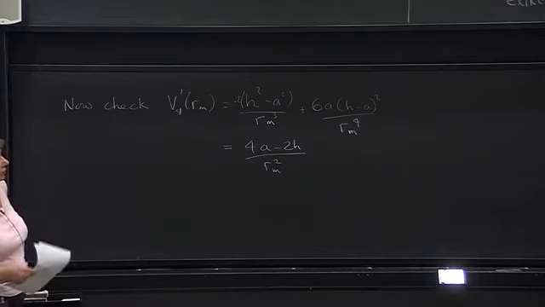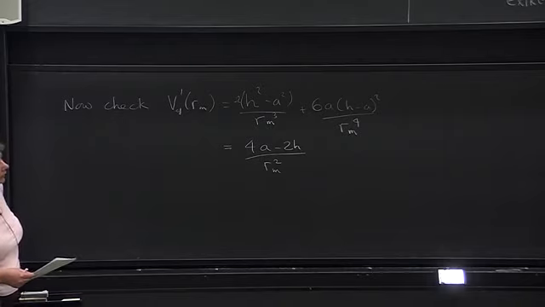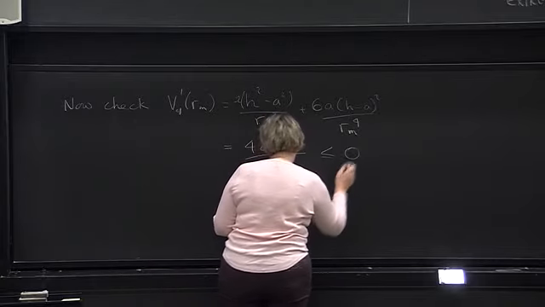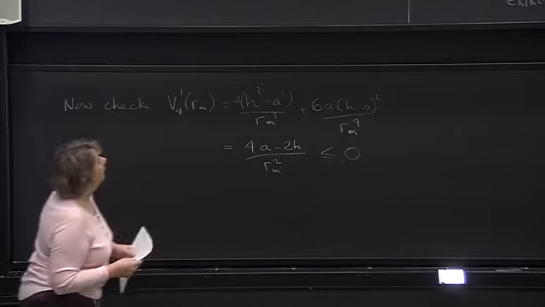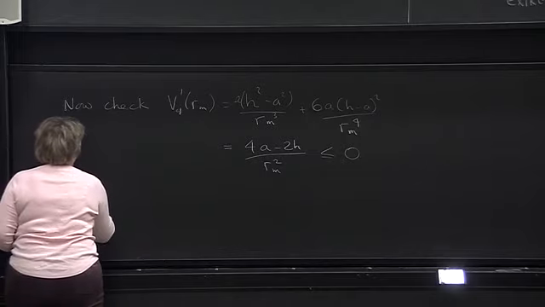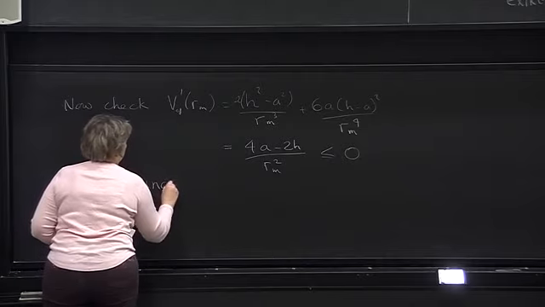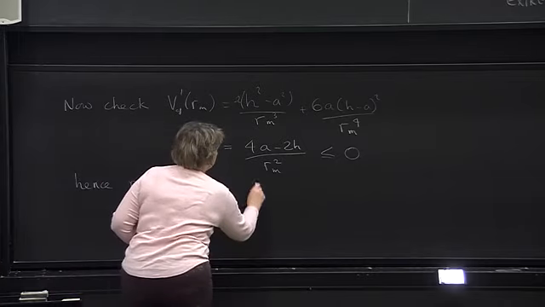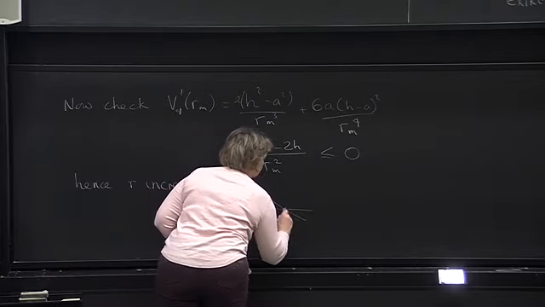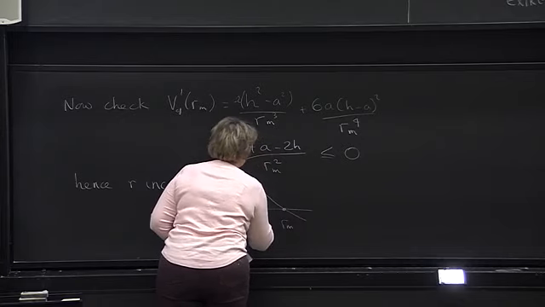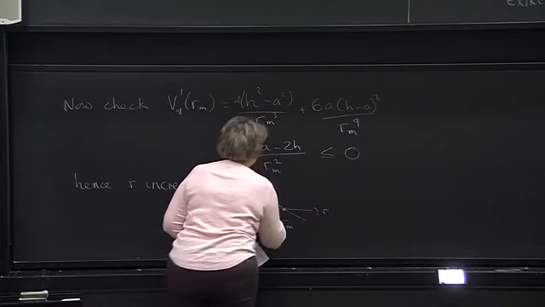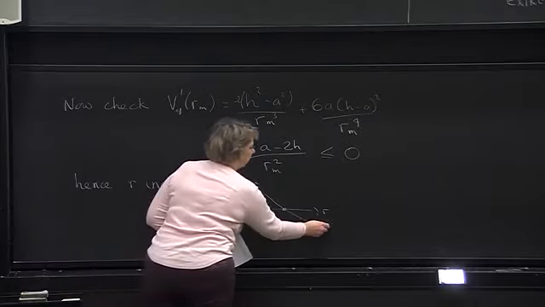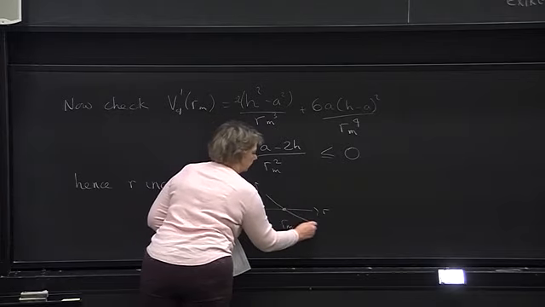it's (4a minus 2h) over r min squared. And because h is bigger than or equal to 2a, this is less than or equal to 0. So because V prime is negative, R increases. So it's like saying, if I look locally, this is R min, this is V. It's saying that locally this is what our effective potential looks like. So we've come in from large R, we scatter and go back out.